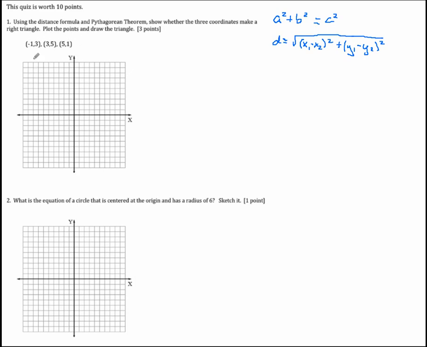So the first thing I would do is plot it. Even though it says plot the points after the first set of directions, I would do that first for sure, just to get a picture of what it looks like. So here's the first point, (-1, 3). The next point is (3, 5). Okay, so put it there. And then (5, 1). So (5, 1) would be right here.